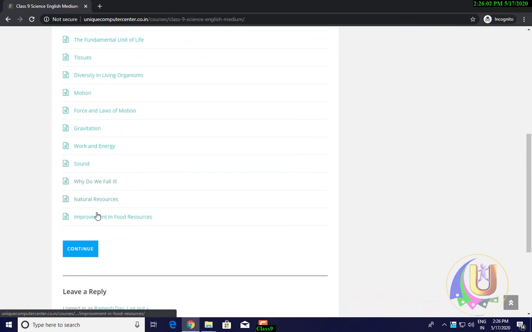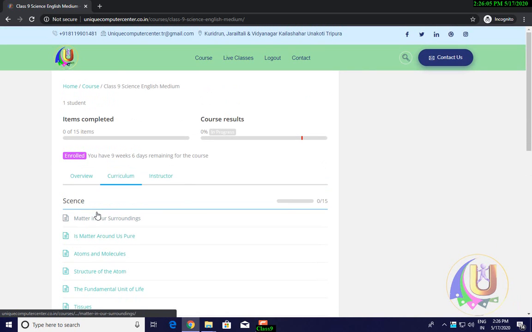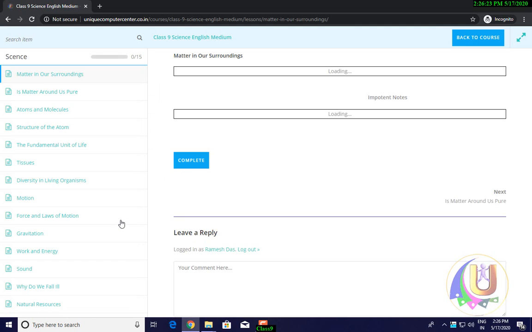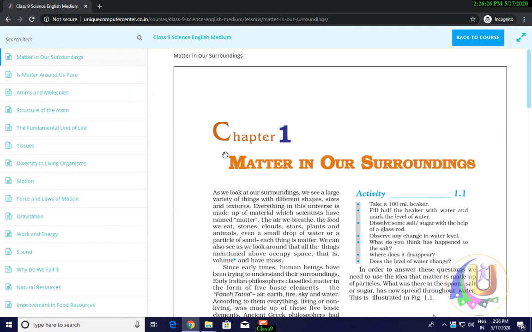Accordingly, today I am going to discuss Matter in Our Surroundings, the first chapter in science for class 9. In brief I will explain. Whatever we see in the surroundings, many things are there, like solid, liquid and gaseous forms, even planets, plants, animals, stars, clouds, stones, etc. Here, particularly, we have to know what matter is.